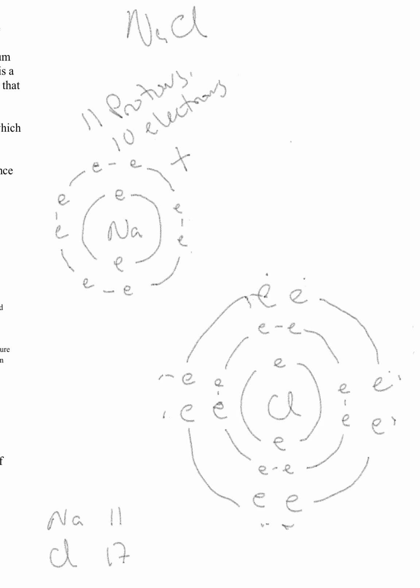Now if I look at the chlorine, I started out with 17 protons and 17 electrons. But now I added one more, so instead of having 17 electrons, I now have 18 electrons. That means I have one more electron than protons. So now I have a net negative charge for the chlorine. Now these are two different charged ions as a result. Sodium is positive, so it's a cation. And chlorine is now -1. It's an anion.